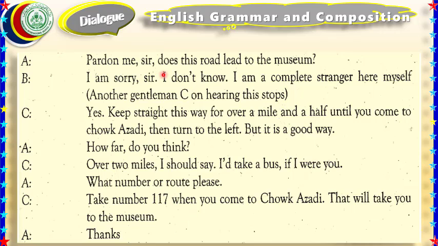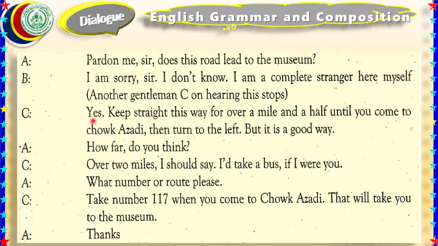Mr. A: Pardon me, sir, does this road lead to the museum? Mr. B: I am sorry, sir, I don't know. I am a complete stranger here myself. Another gentleman, on hearing this, stops. Mr. B is saying, I don't know, I am new here.